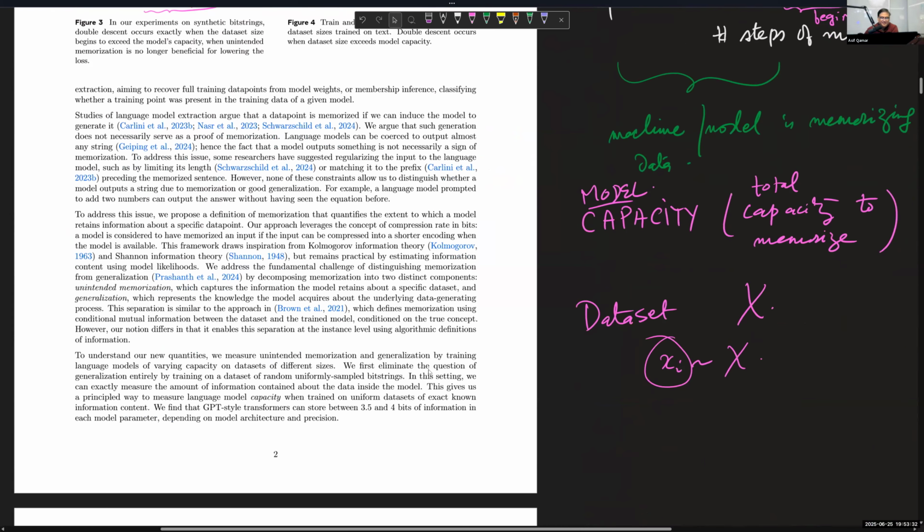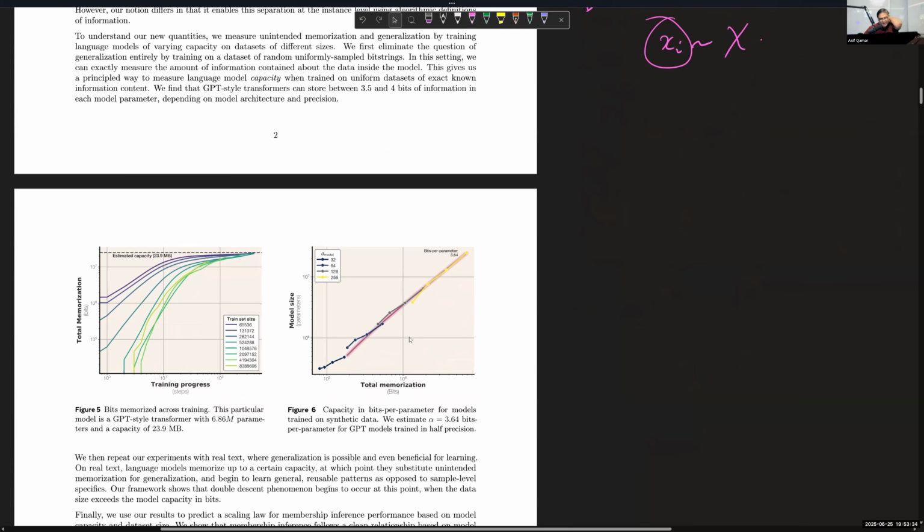So that is the real thing that they're trying to show. Another thing to reiterate the point that they show is the total memorization. This just says, what is the memorization capacity of a model? So they deliberately take a model which is 6.86 million parameters. Right, so if you multiply it by 3.6, you get a number, 23.9.